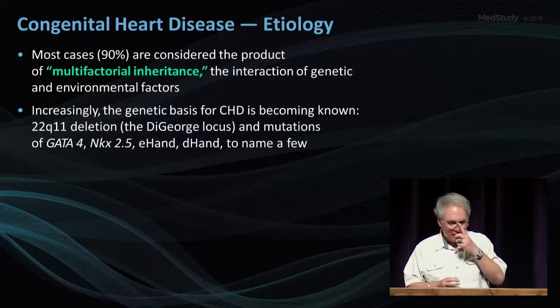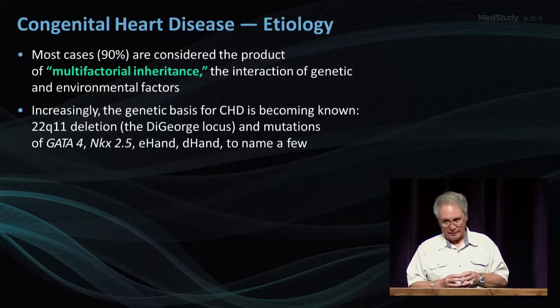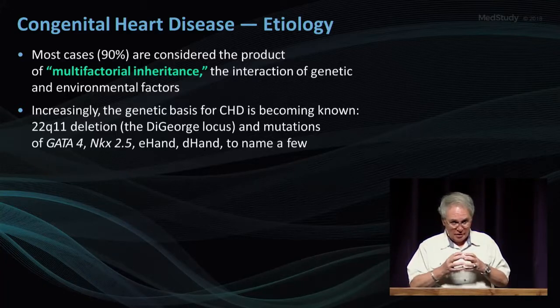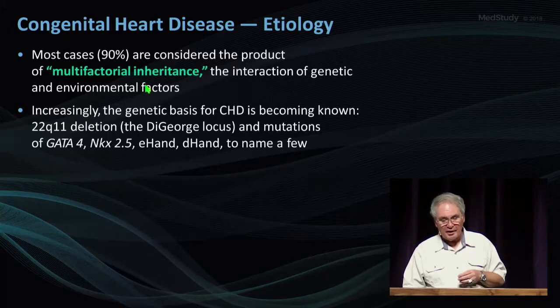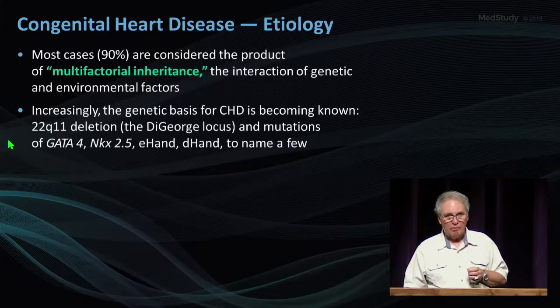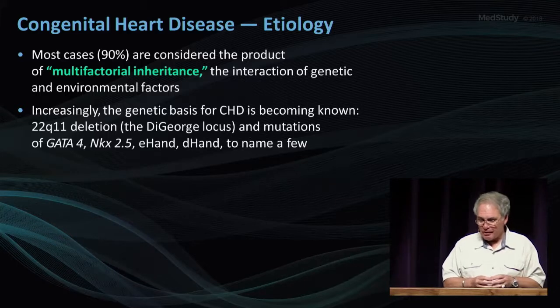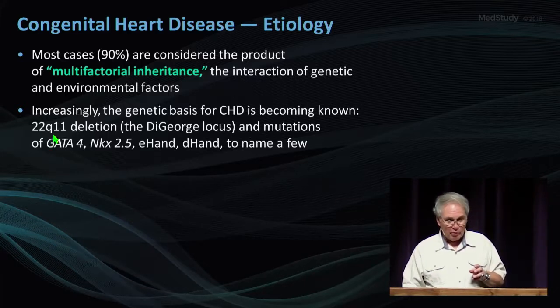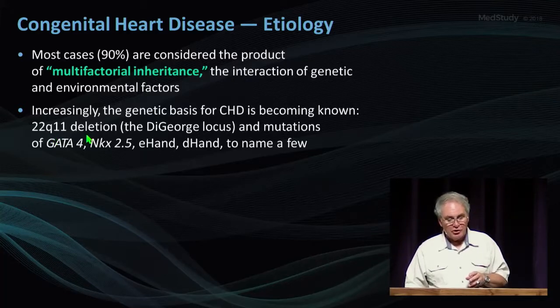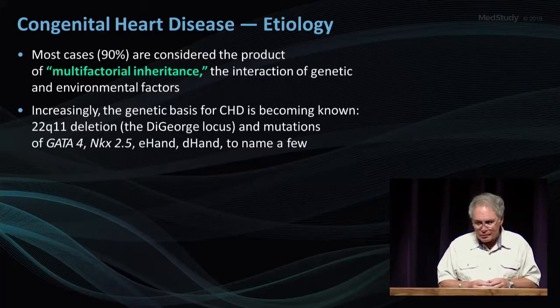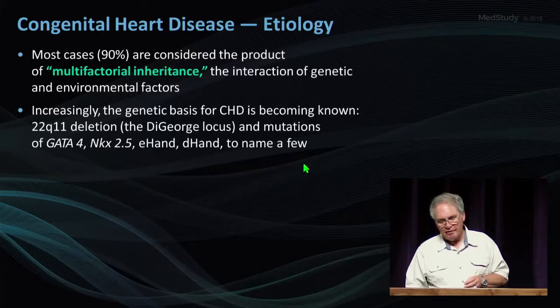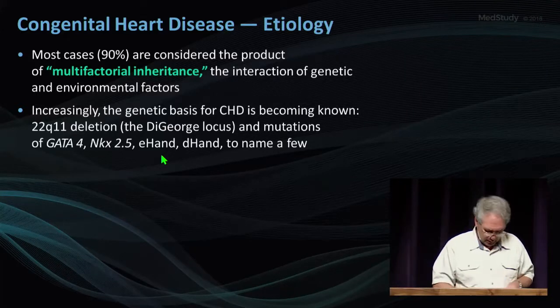Most cases, 90%, are considered the product of multifactorial inheritance. This is a real etiology. It's not a wastebasket. We're talking about the interaction of genetic factors and environmental factors causing congenital heart disease. But increasingly, we are beginning to understand the actual genetic basis for congenital heart disease. I think you're all familiar with, and we'll point out more than once this morning, the association of a deletion on chromosome 22 in the DiGeorge region and certain forms of congenital heart disease, such as truncus arteriosus. And there are other genes that have been linked to different congenital heart defects, which you don't have to worry about. But these are increasingly being understood.